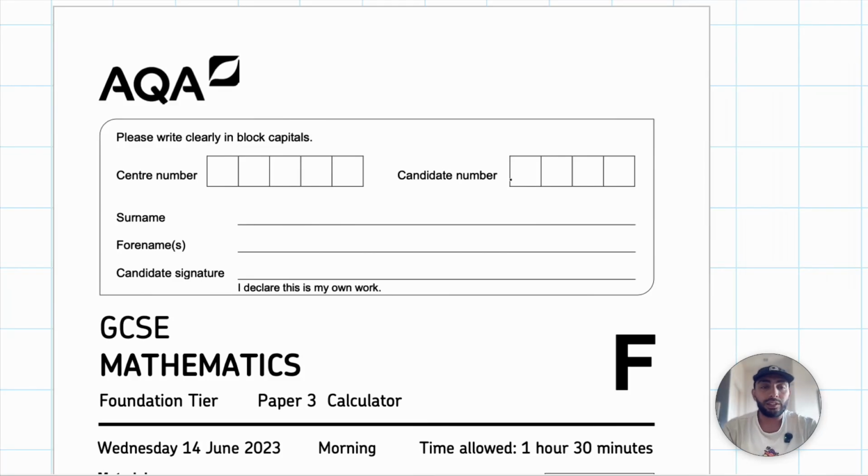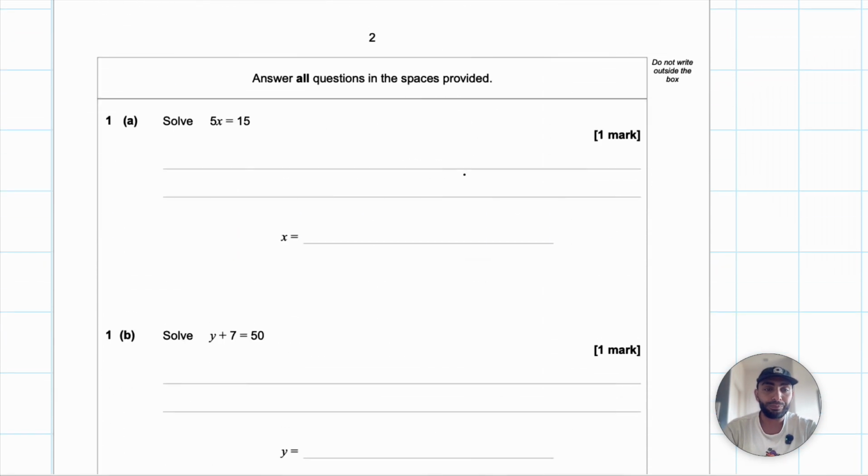It's the AQA GCSE Maths Foundation Calculator Paper 3 from June 2023. Let's get straight into it.